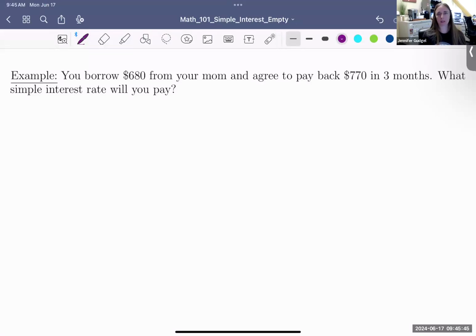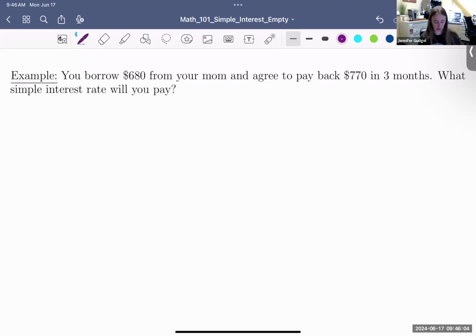All right, you borrow $608 from your mom and agree to pay back $770 in 3 months. What simple interest rate will you pay? So let's again label what we have and figure out what we're looking for so that we can use the correct formula or the correct variation.